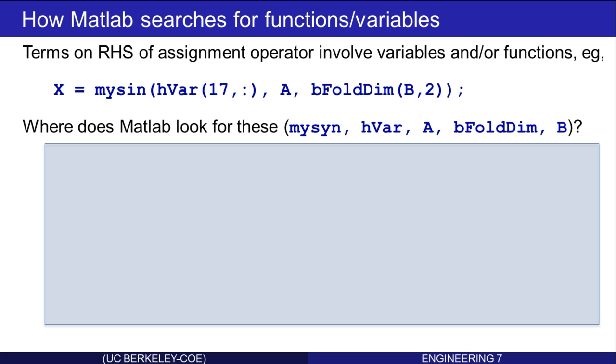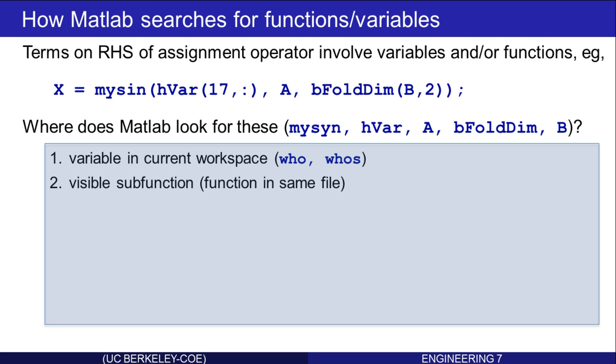The rules are as follows. First, MATLAB checks to see if the entity is a variable in the current workspace. And by current workspace, I mean the variables that would be listed if you issued a who or a whos command. If it's not found there, then MATLAB checks if the entity is a visible subfunction. We've learned about subfunctions. So a function in the same file as the file that's currently executing.